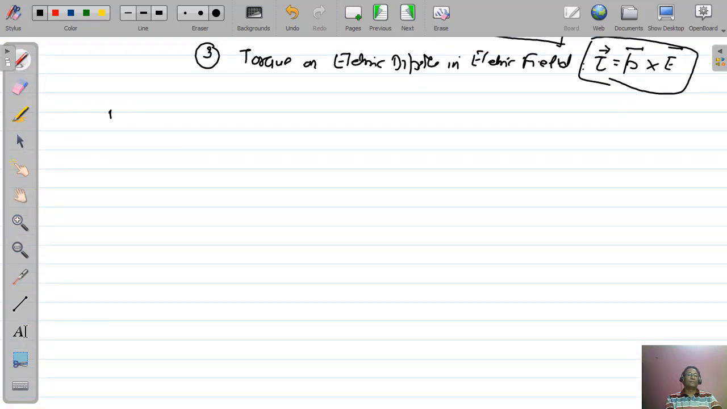Next point. The cross product is used to find the area of a parallelogram. In the parallelogram method, we have drawn two vectors from the same point. The angle between them was theta. We complete this parallelogram, and now we have to find the area of this parallelogram. We draw here a diagonal.